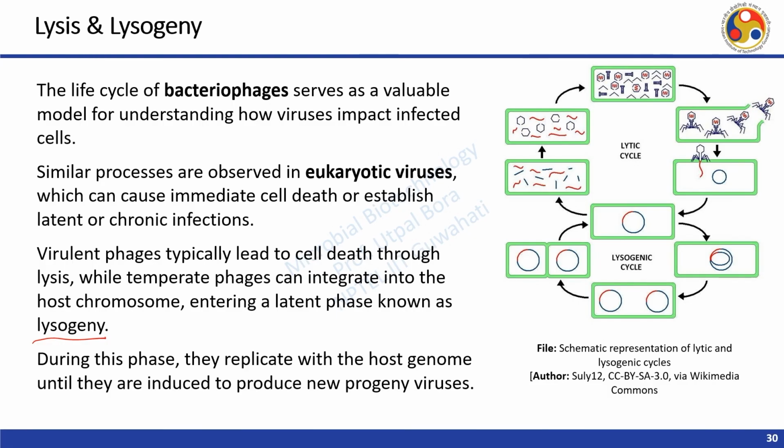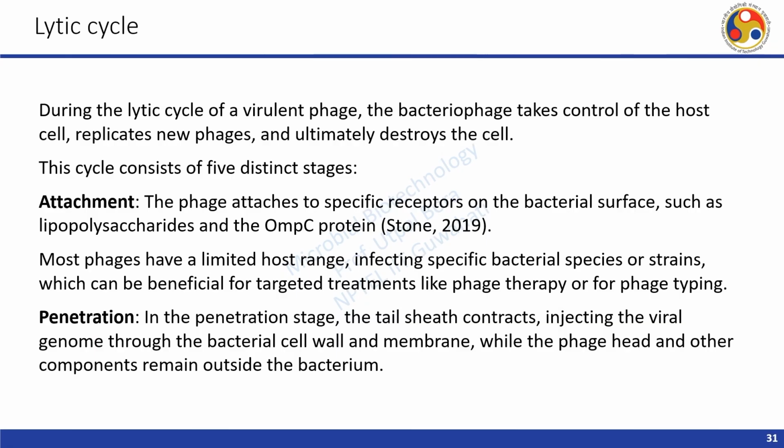Not necessarily does it go into the lytic cycle; it can also be released without lysing the host cell by other mechanisms. So, during the lytic cycle of a virulent phage, the bacteriophage takes control of the host cell, replicates new phages and ultimately destroys the cell, which we have already discussed in the earlier diagram.